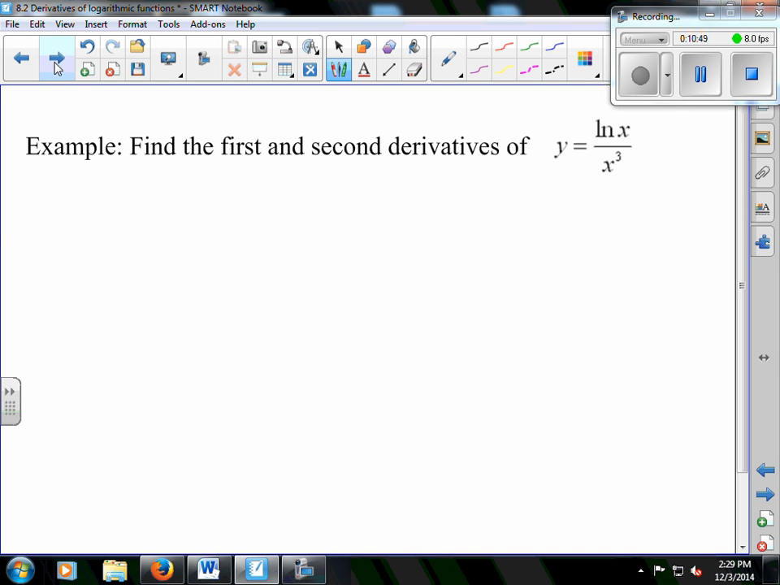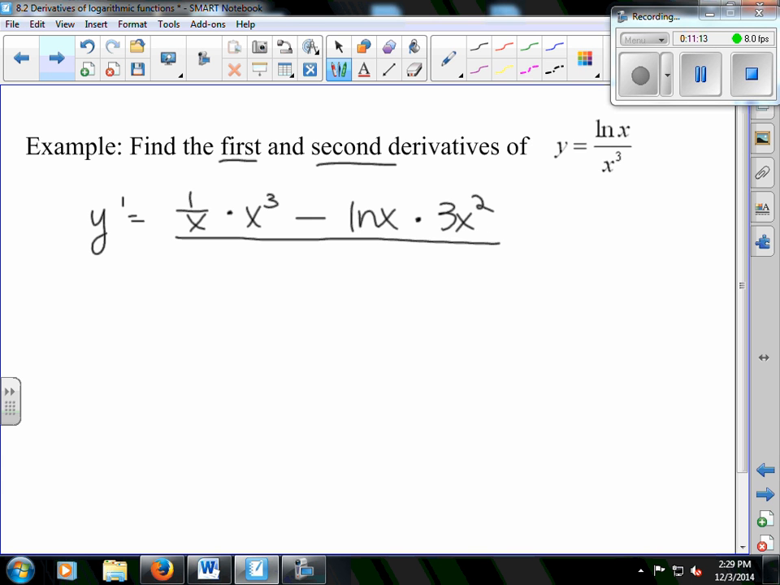In my next example here, I have to find the first and the second derivative. So let's start with our first derivative. Notice this is a quotient, and so I'm going to do the quotient rule. The quotient rule says to do the derivative of the top times the bottom minus the top, no derivative, times the derivative of the bottom, and then divide by the bottom squared.